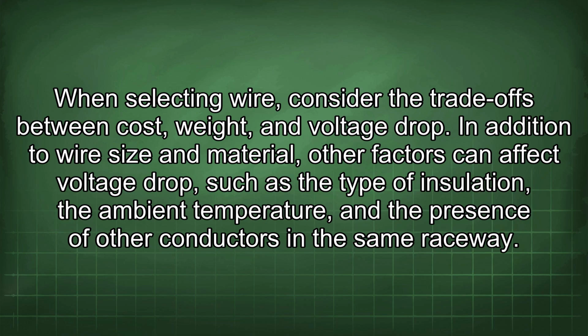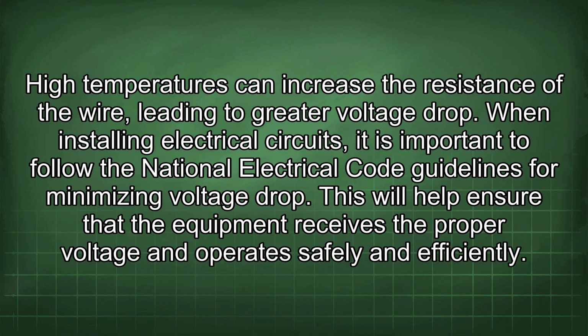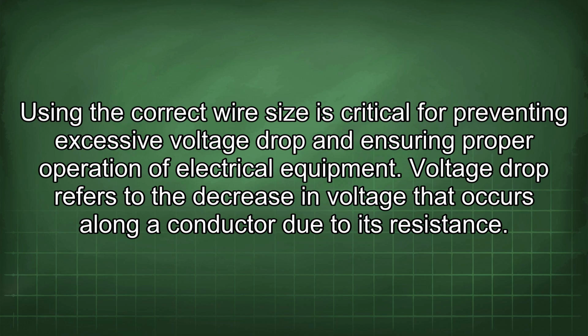In addition to wire size and material, other factors can affect voltage drop, such as the type of insulation, the ambient temperature, and the presence of other conductors in the same raceway. High temperatures can increase the resistance of the wire, leading to greater voltage drop. When installing electrical circuits, it is important to follow the National Electrical Code guidelines for minimizing voltage drop. This will help ensure that the equipment receives the proper voltage and operates safely and efficiently. Using the correct wire size is critical for preventing excessive voltage drop and ensuring proper operation of electrical equipment.